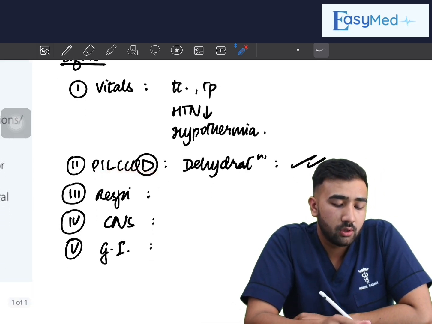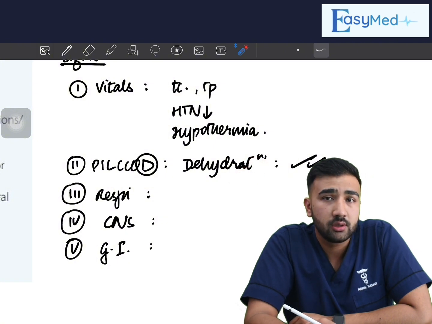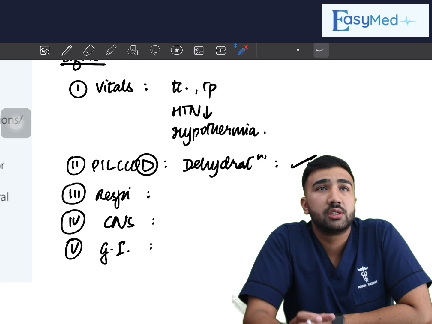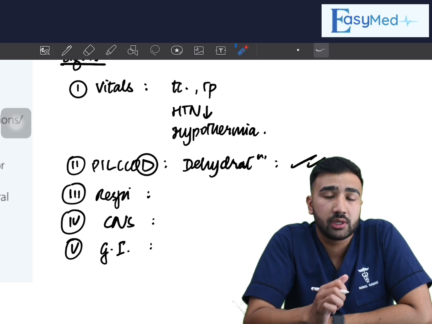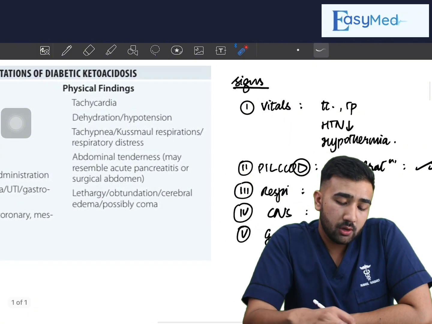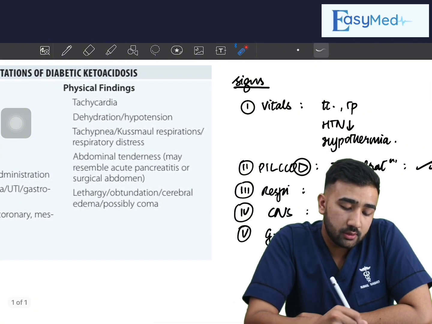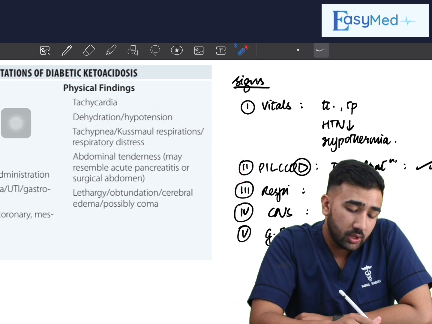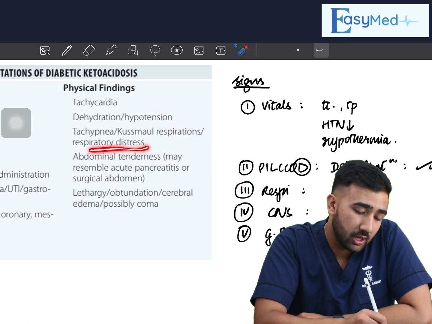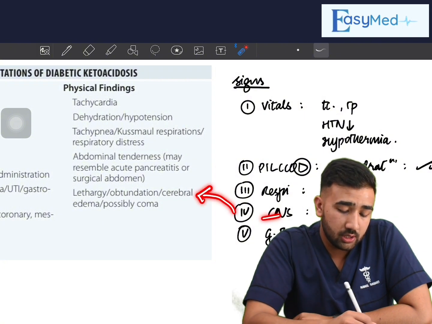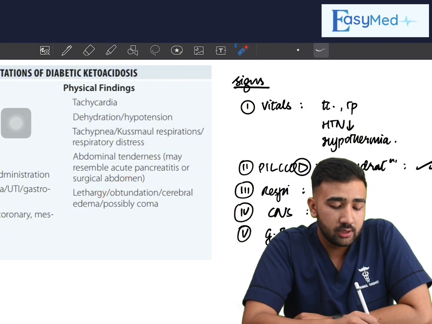Talking about the pillcode, the most important one is the dehydration, and usually the patients are very dehydrated. DKA भन्दा पनि HHS मा चाहिँ नि dehydration को चाहिँ it is very very important to notice and treat as well. Now talking about the systemic findings, respiratory findings चाहिँ नि we have tachypnea, we have Kussmaul's respiration, and we have respiratory distress. CNS complications or clinical signs are the lethargy, obtundation, and possible coma.